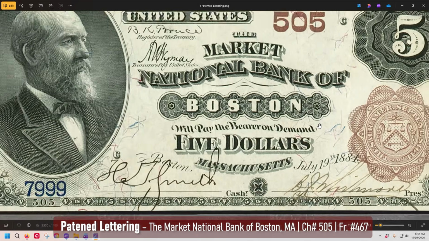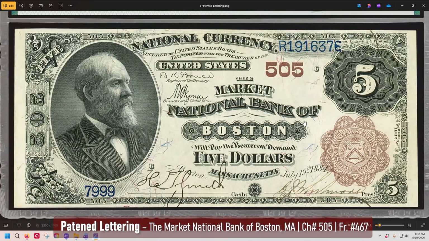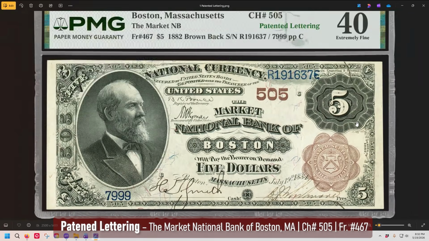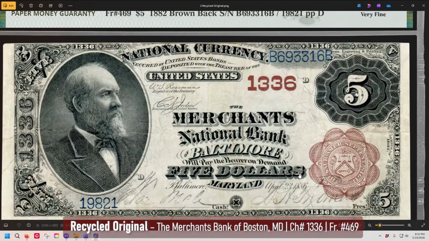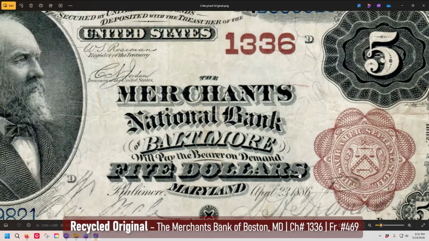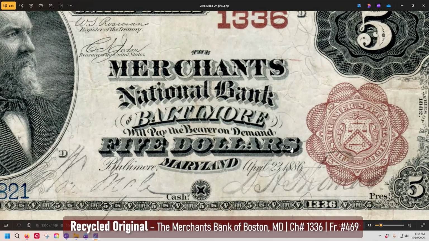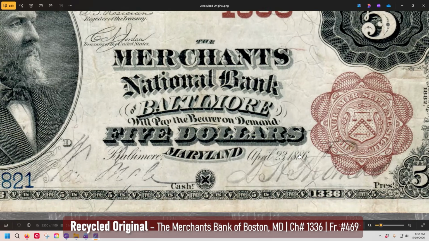Okay, so that's our patented lettering. Anything else you've got on that guy? I think that's it. All right, moving on to the next one, recycled original. Okay, this is interesting because this is the only one you cannot tell what it is by looking at it. Oh, that's super interesting. I'm glad you're collecting it, Ken. And this is a subset of the patented lettering, actually.